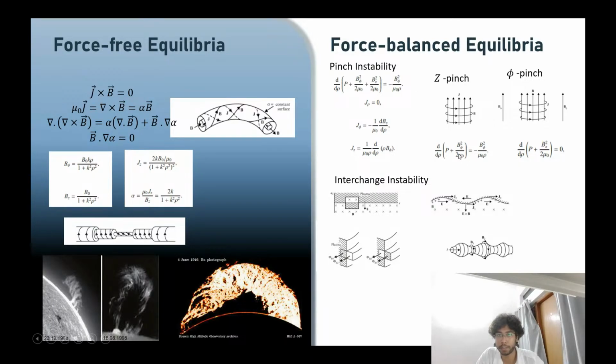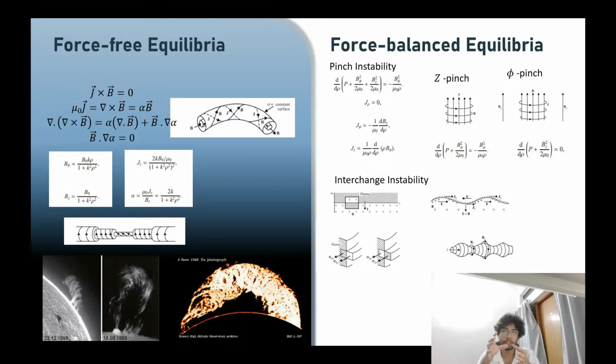Since BZ is zero, J phi, if you see, will become zero. So the current has no phi component. The current is completely in the Z direction, right? And this is how the configuration of the system will look. B is completely in the phi direction. Sorry, J is completely in the Z direction.